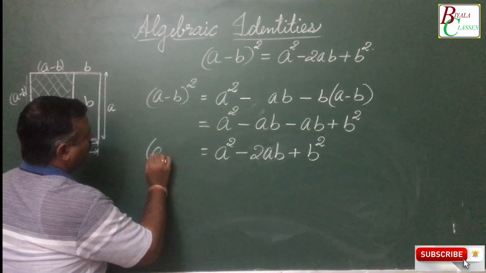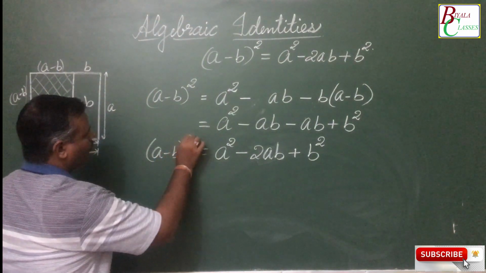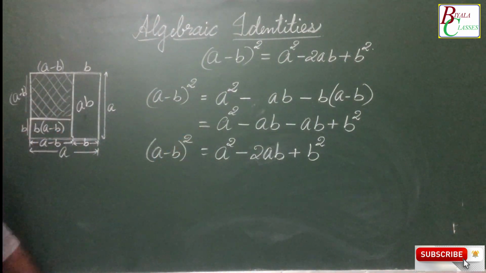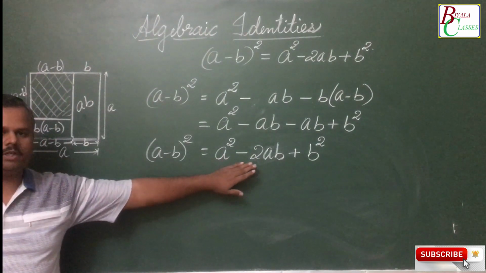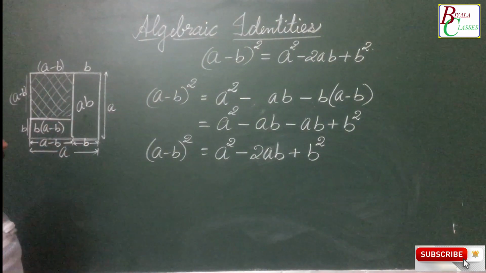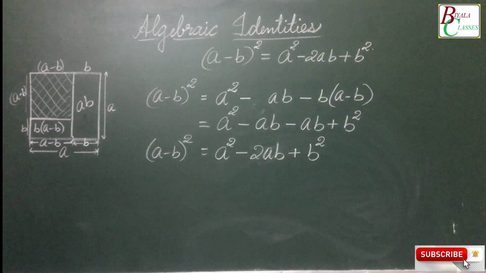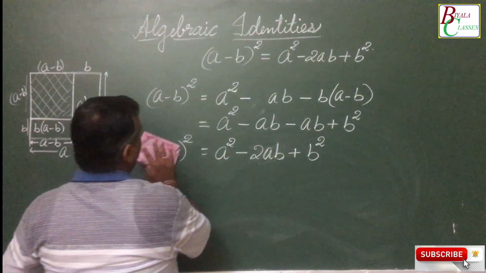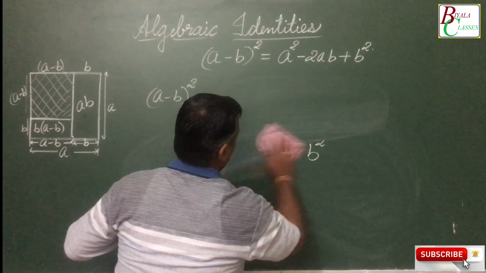So this proves our identity. That is, A minus B whole squared equals A squared minus 2AB plus B squared. So this is a geometrical proof of it. Now here we can prove the same identity in another way.